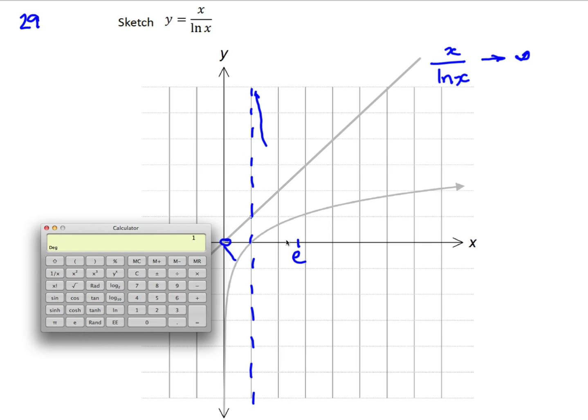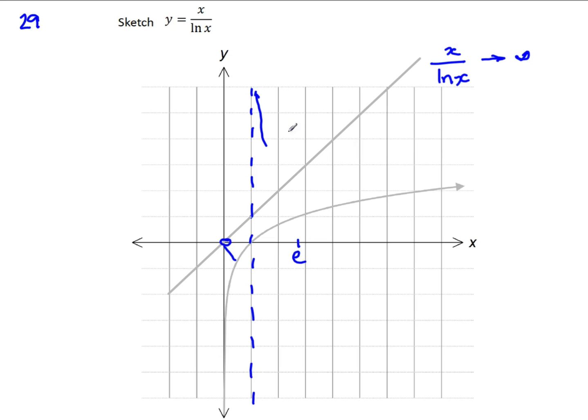And what about y equals x? Well, when x equals e, y equals e. So we've got e divided by 1, which is just e. So at this point here, we're just going to meet at that point. So x on ln x was approaching infinity, and this was approaching infinity as well. So it's going to be a curve that does something like that. Okay.